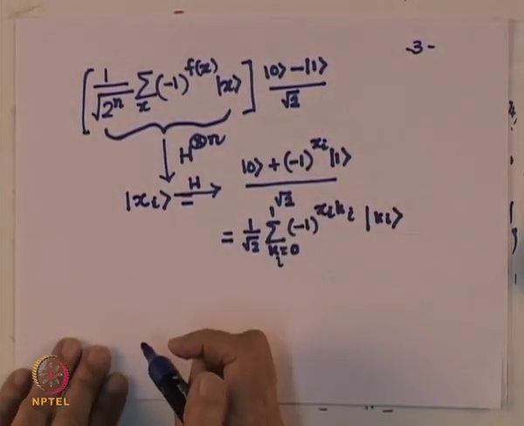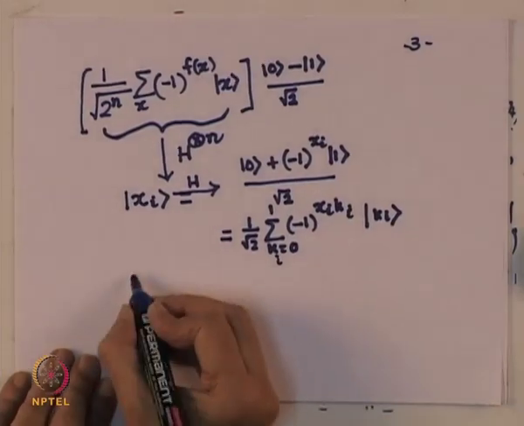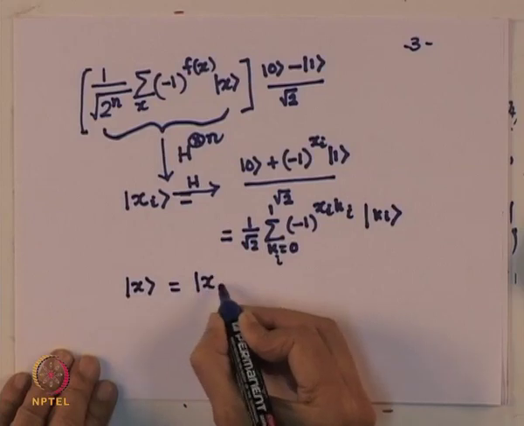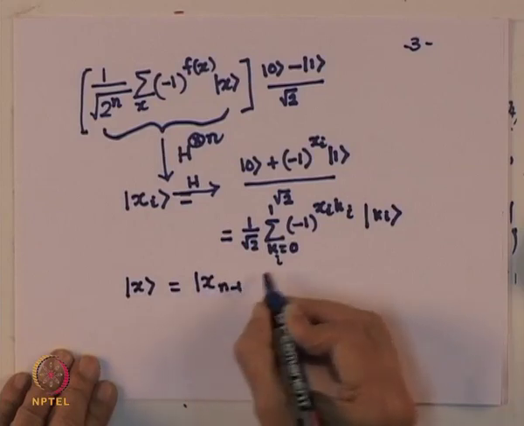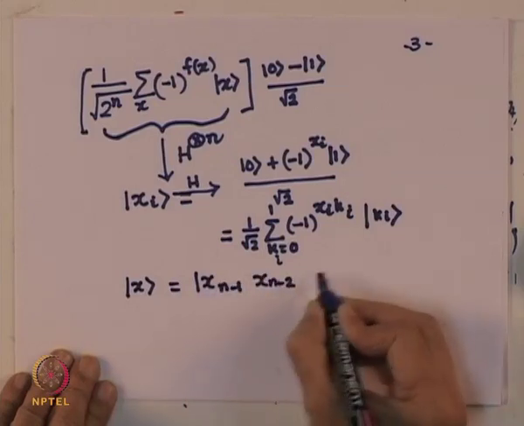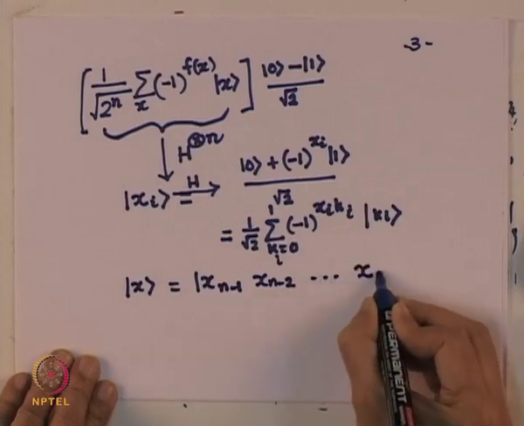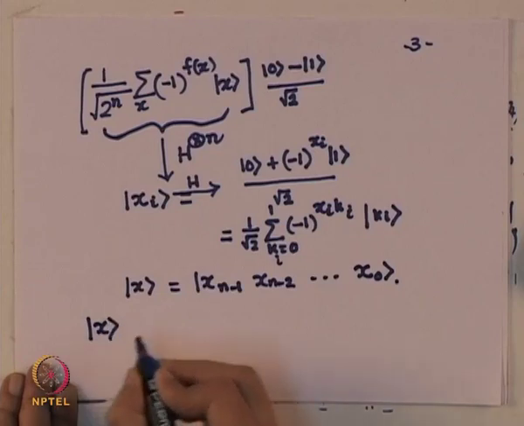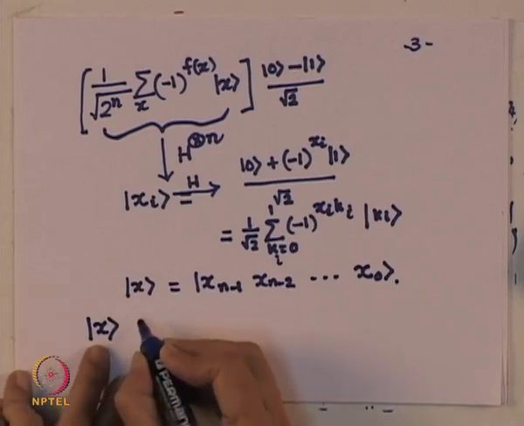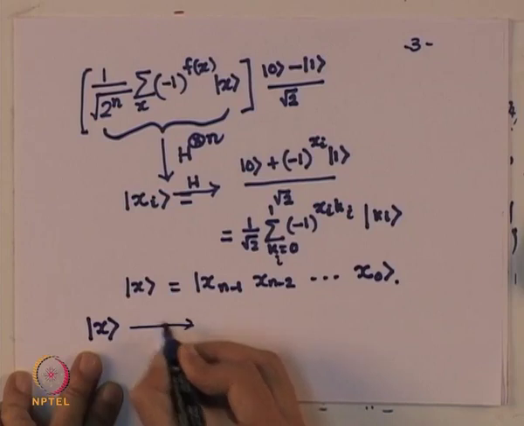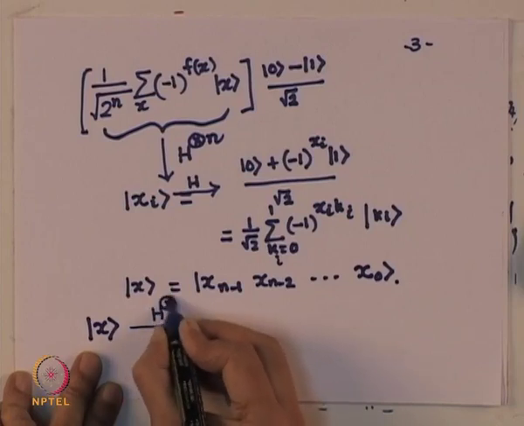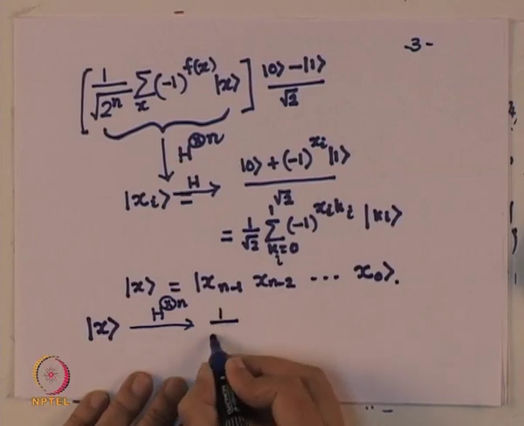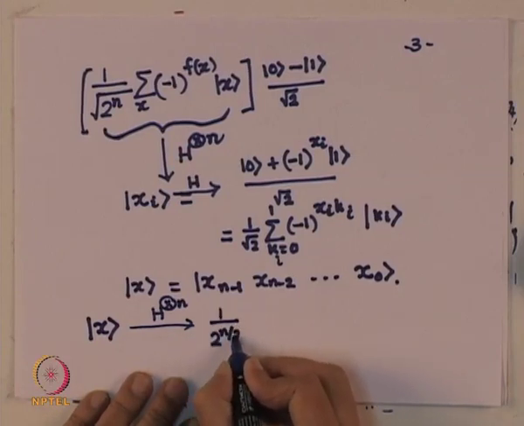So if I then expand my x as x n minus 1, x n minus 2, etc., up to x0, then when the first n qubit inputs are passed through the Hadamard gate, what I get can be written as 1 over 2 to the power n by 2.